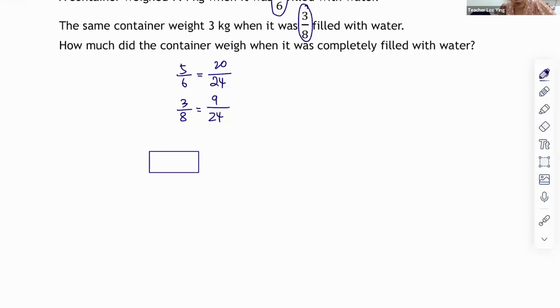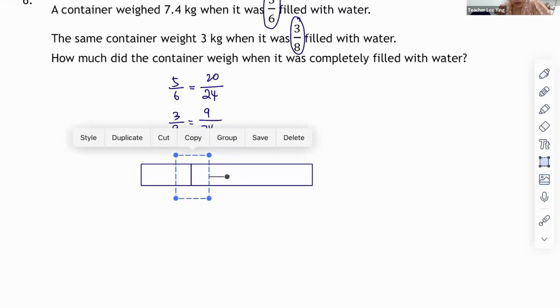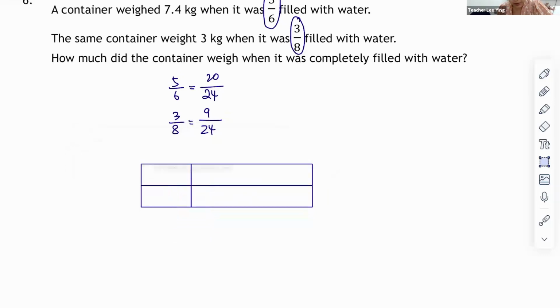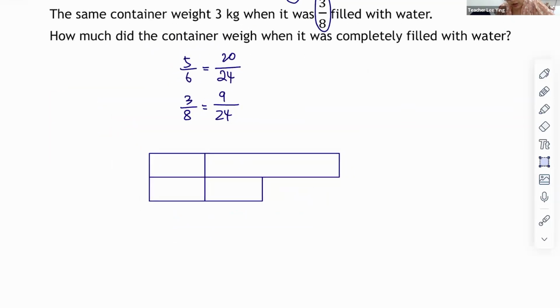So let's draw a model to represent what this means. It means that the capacity of the container is actually 24 units. All right, whereas right now it's not being filled to its brim. Okay, so we have 20 units versus 9 units. Let me just write that down, what it means. All right, so this is 20 units, and this is 9 units, and this is the mass of the empty container.